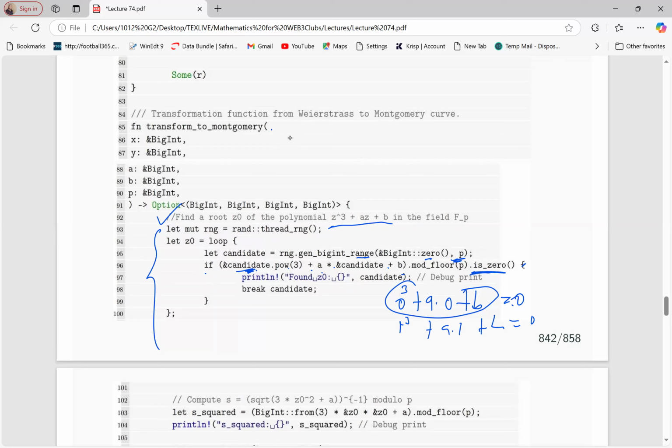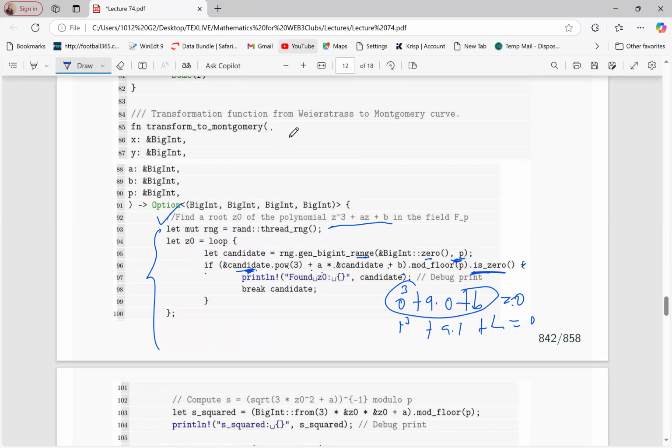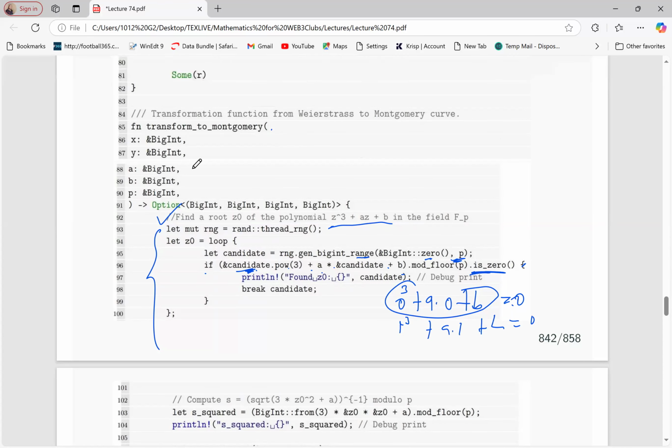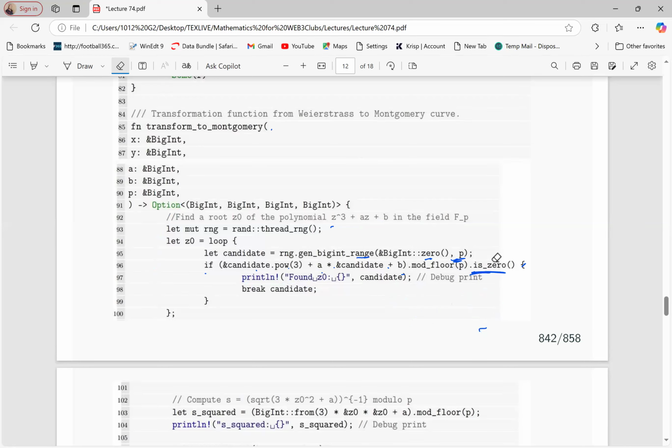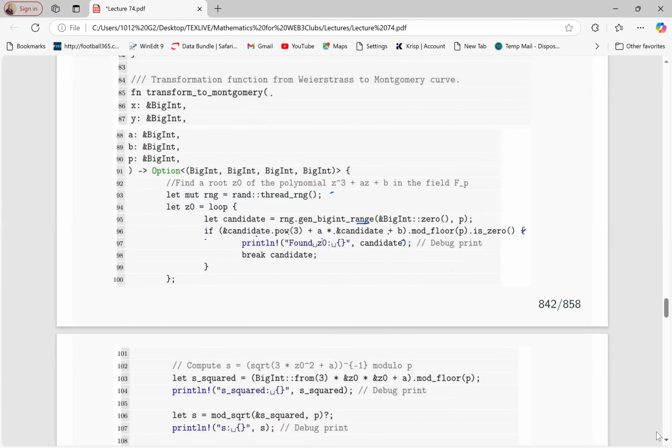So if you find that 1 replaced in that equation doesn't give you 0, you try another candidate. So you continue trying candidates until you get one that gives you 0. If you get one that gives you 0, you break the loop, and so it means you found the candidate. You can now print that candidate. So that is the function that is finding the value Z naught, using the brute force method, where it's trying each of the values to see which one is a root to that polynomial.